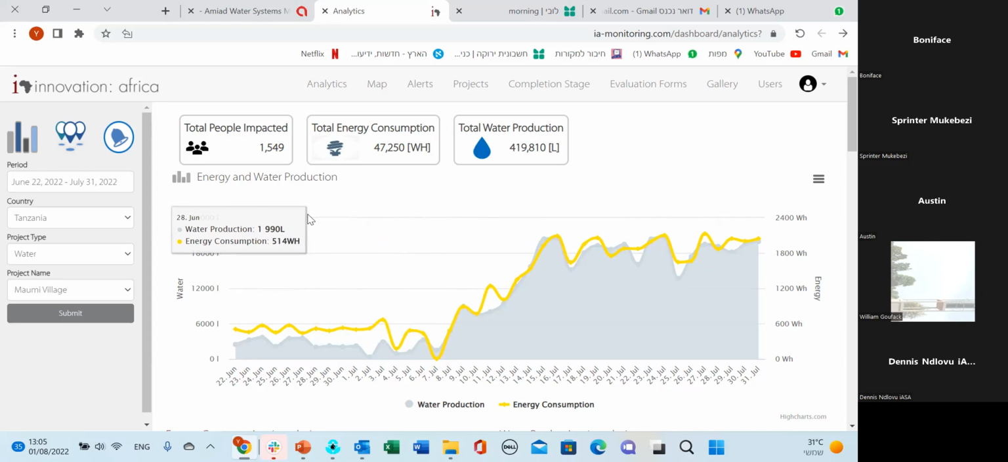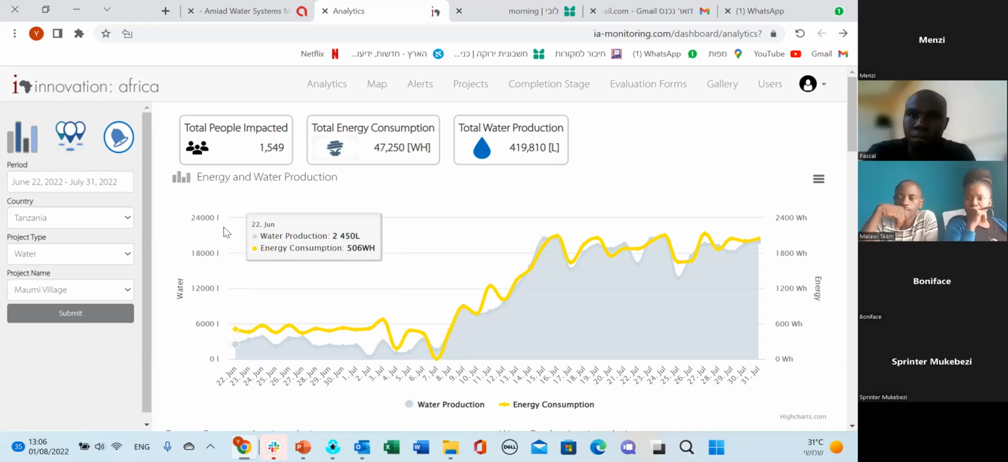So, as you all know, the project started operating around the middle of May when we had our seminar in Tanzania. And it was working well, but sometime around the beginning of June, we had a malfunction in the pump, and it didn't supply like it's supposed to supply. So we had to replace it. And afterwards, starting from the end of June, around the 22nd of June, the system worked okay. So we didn't have any technical issues.